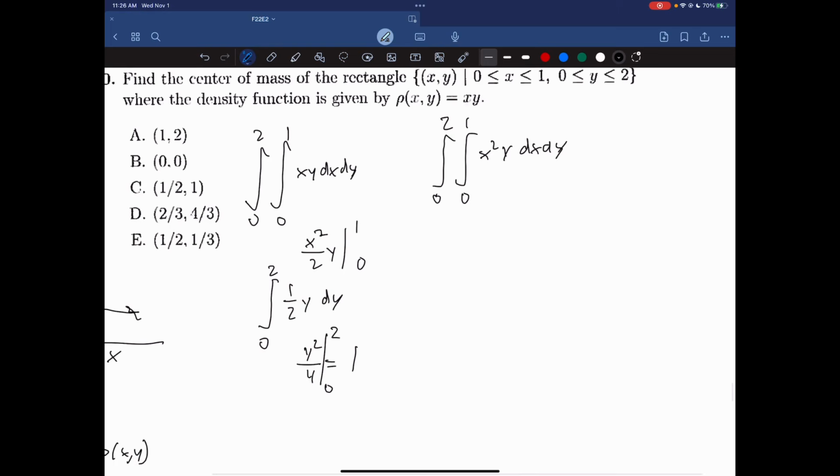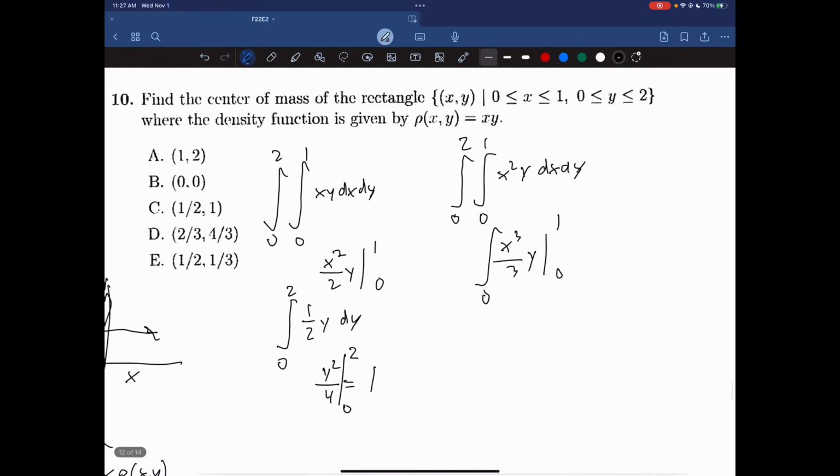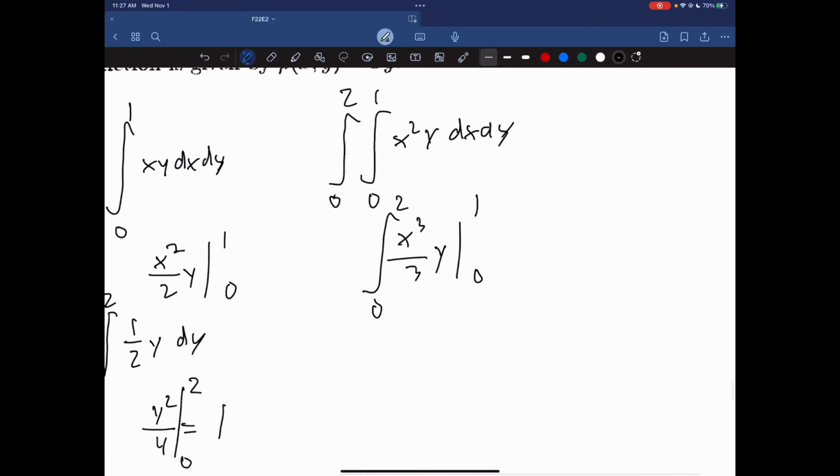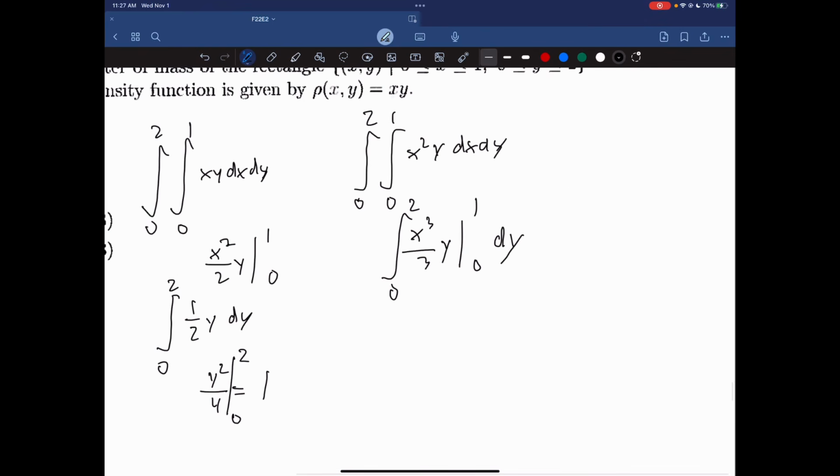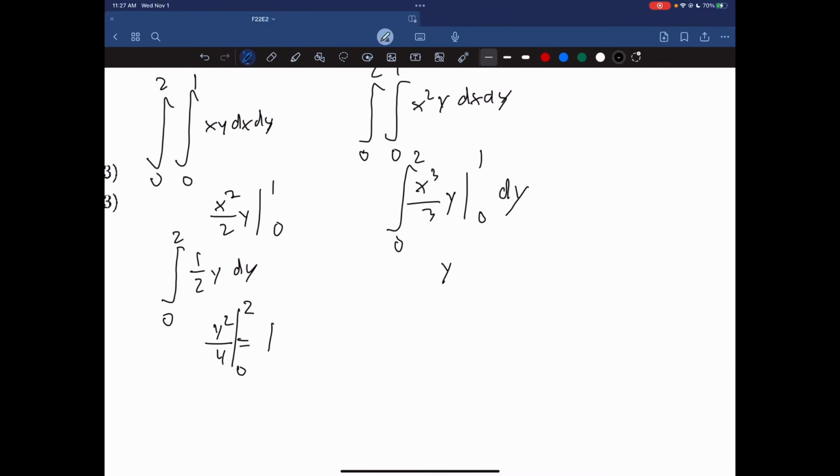In this case, it's going to be x cubed over 3, y, evaluated from 0 to 1, still integral 0 to 2, and that is the y. So that's just y over 3, integral 0 to 2, dy.